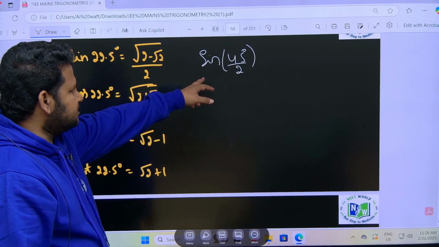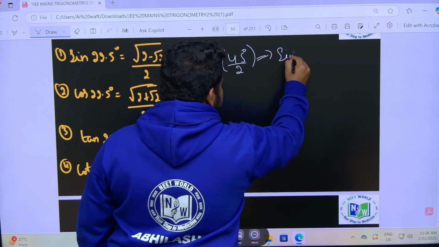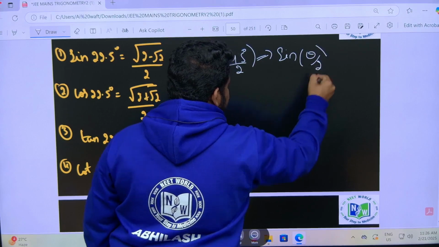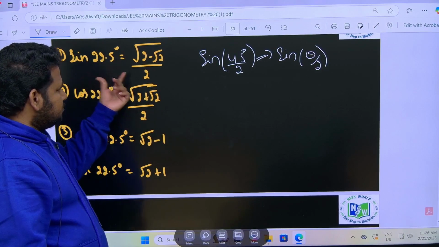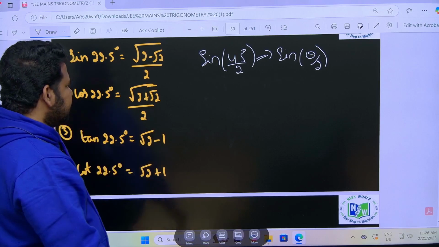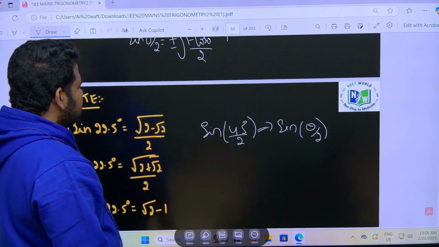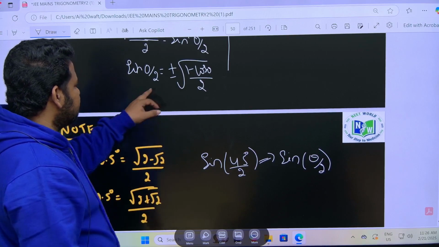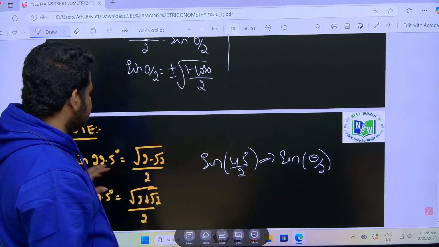Correct? This is in the form of sin theta by 2. Now what is the formula we have? Here I told you sin theta by 2 is plus or minus square root of 1 minus cos theta by 2. Here I can apply that, but instead of plus or minus I will take only plus. Why? Because 22.5 is in the first quadrant, definitely it will not be negative, it is positive.